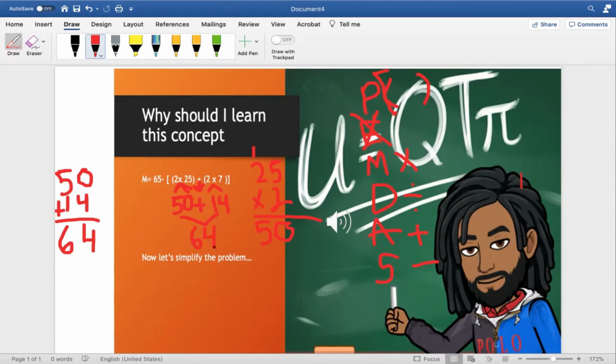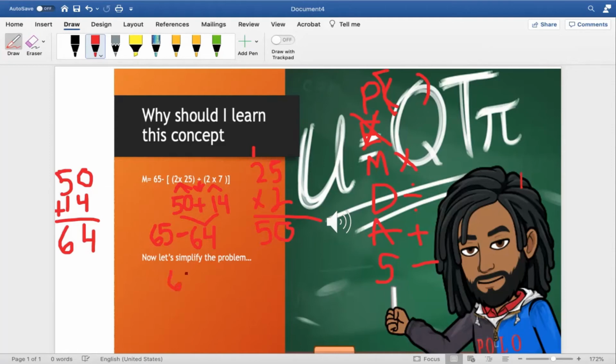No, because if you go back to our learning target, we said we're going to be working on what? Multi-step problems. And we already did multiple steps. Now we're going to do another step. Now we have 64. We solved everything within our brackets and parentheses, but now we have to look outside. What's outside? We have a 65 subtracted by whatever our sum was within our brackets. So now we have 65 minus 64.